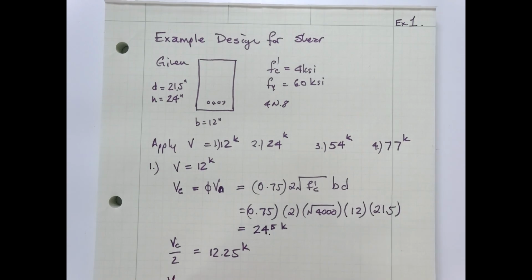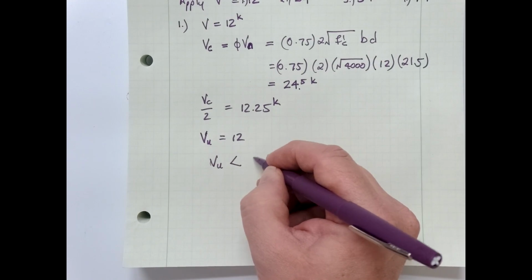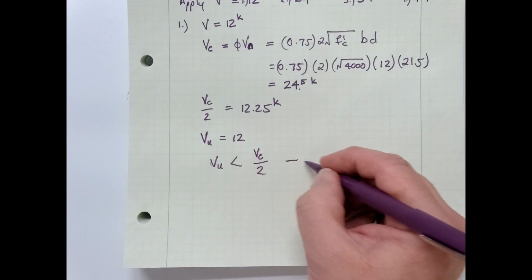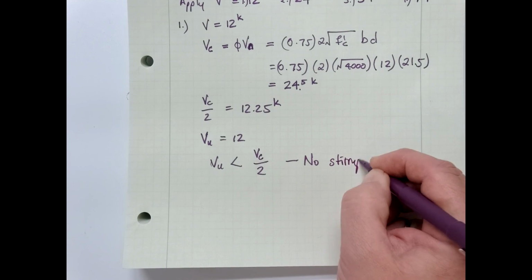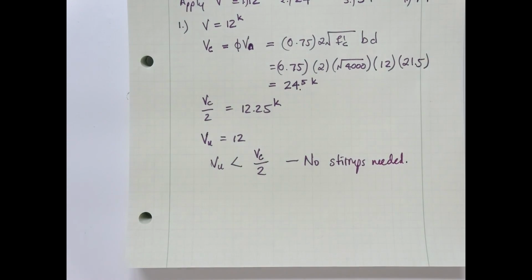The demand is 12. The demand is less than the capacity. No stirrups needed. Which is pretty cool, right? No stirrups are needed. Easy. What was the next one we're going to do?